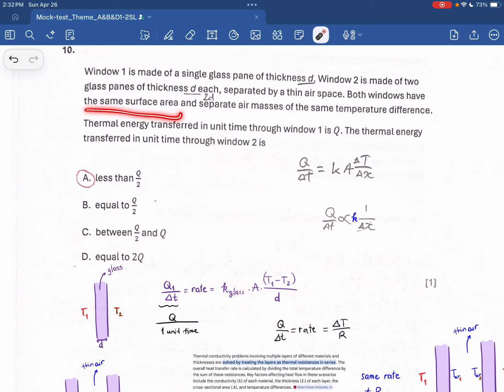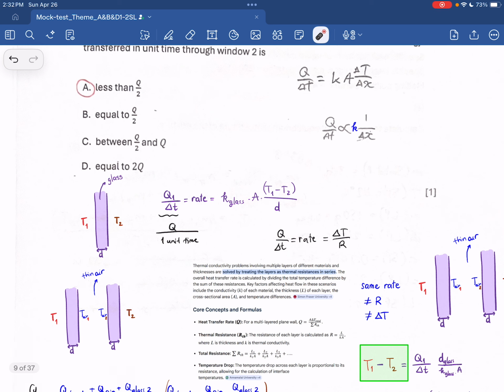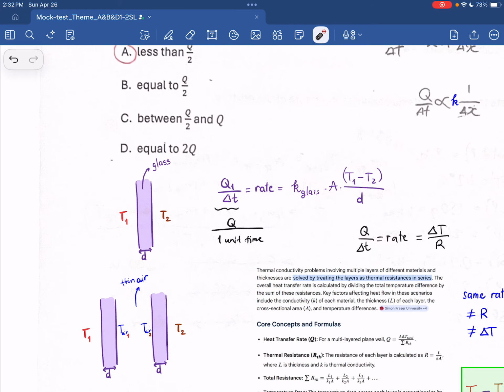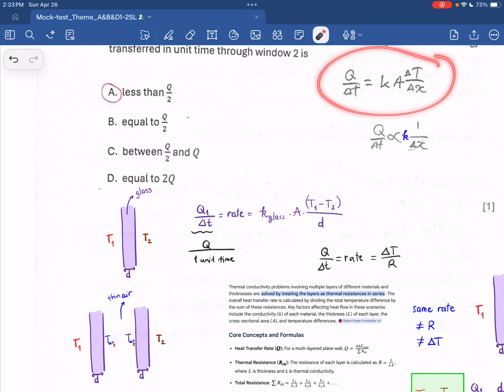Both windows have the same surface area, so it's the same A, and the same temperature difference. So basically, we have two scenarios. This is the first case, for window 1, with the temperatures between T1 and T2. Let's assume that T1 is hotter than T2, so we have heat being transferred from the outside to the inside. And this is the thickness of the glass layer, D. So basically, we can just apply this equation and we get this one, where this is the thermal conductivity of the glass, the material.